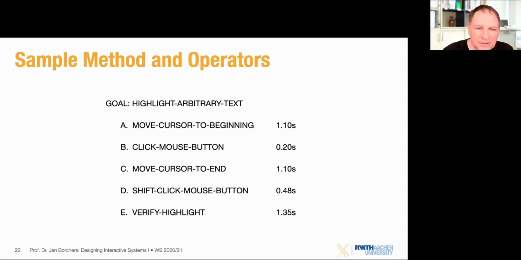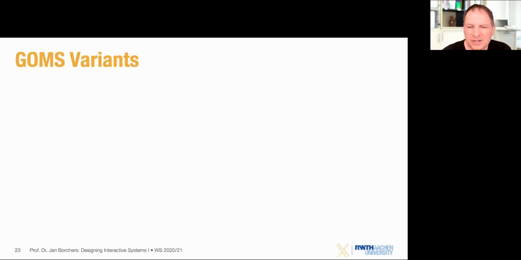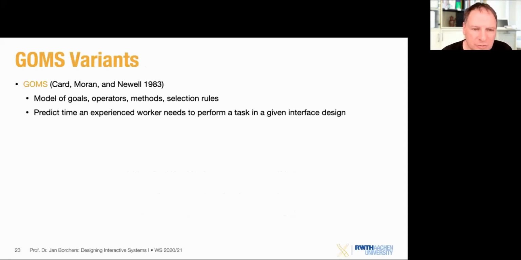The GOMS is not just one technique, although the one that I showed you so far is called sort of the classic GOMS, if you want. And that is sort of the original one that was proposed, with the goals, operators, methods, and selection rules. So what it does is it predicts essentially the time that an experienced worker needs to perform a task in a given interface design. Notice the word design here. We don't need the interface, right? As long as we know what it looks like, we don't need it actually to be working to run an experiment on. We can just compute the time that it will take people to do this.